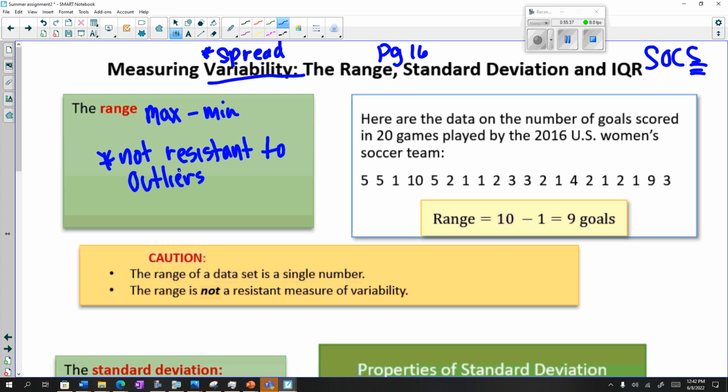So here is the data, the number of goals. Like we said before, we got to do maximum minus minimum. So the maximum value is 10, the minimum value is 1, 10 minus 1 is 9, so the range of goals was 9 goals. So that is a reflection of how spread out the data set is.